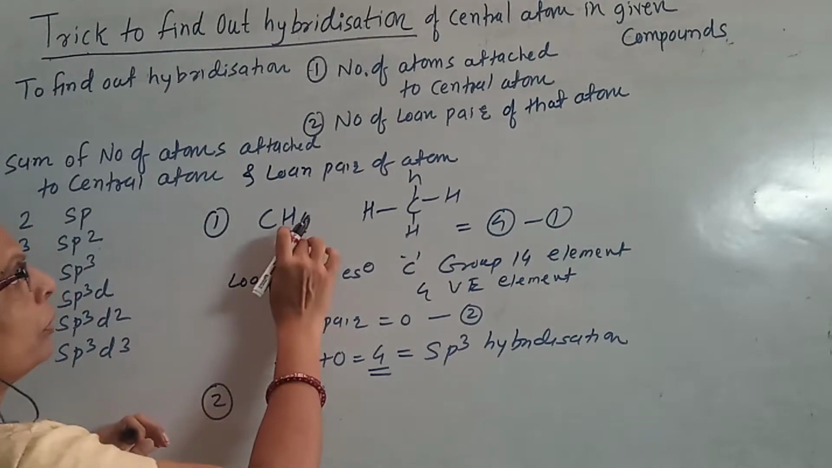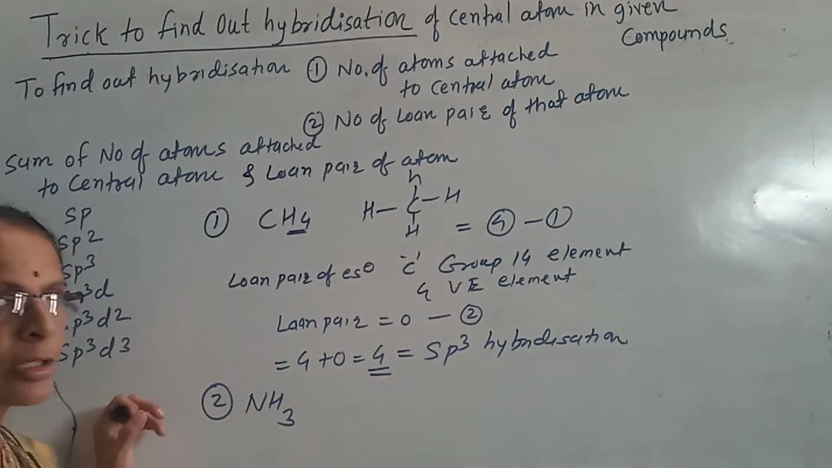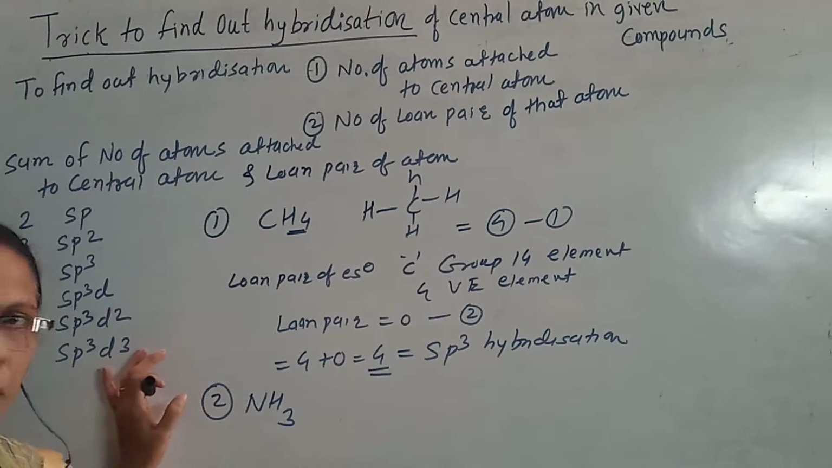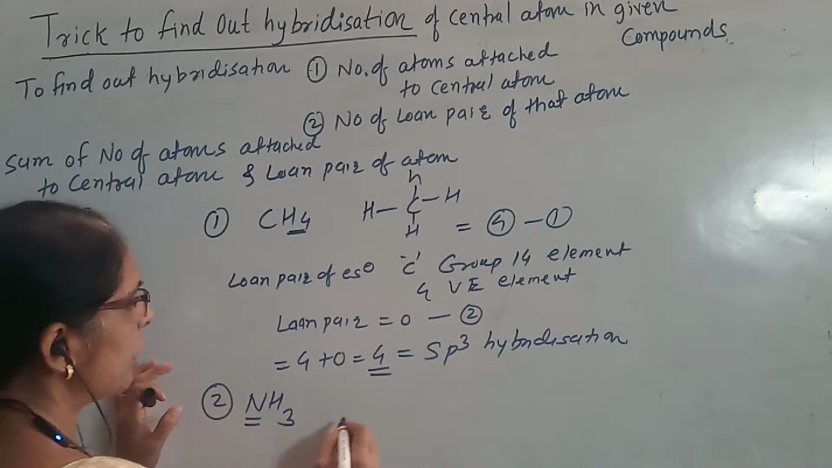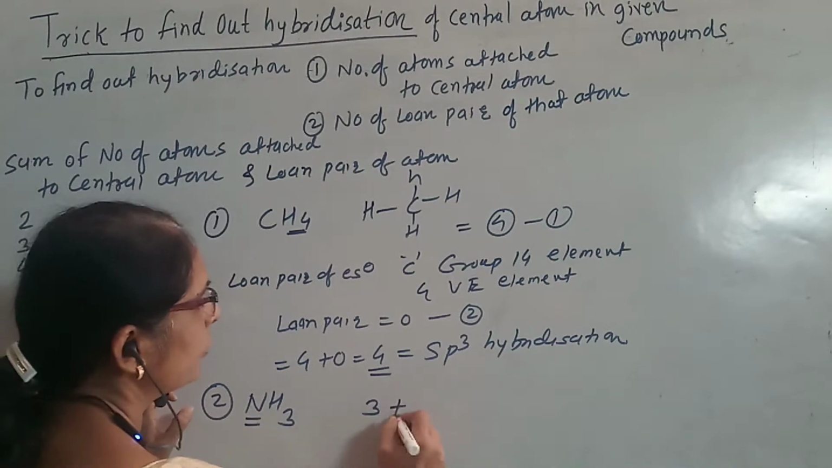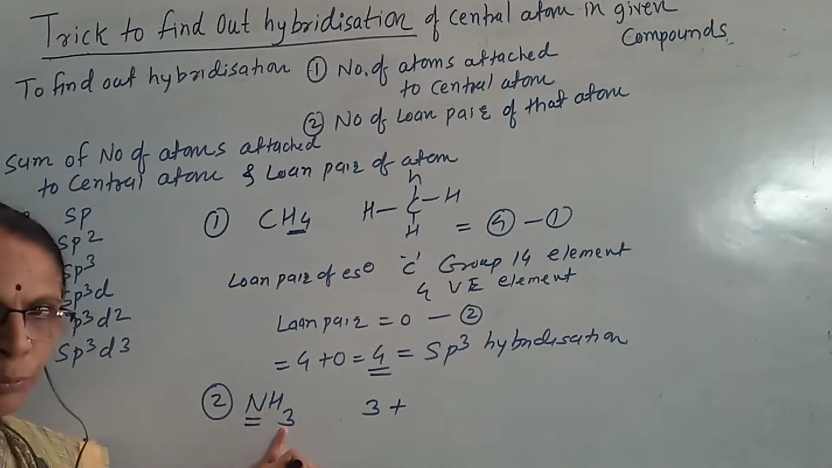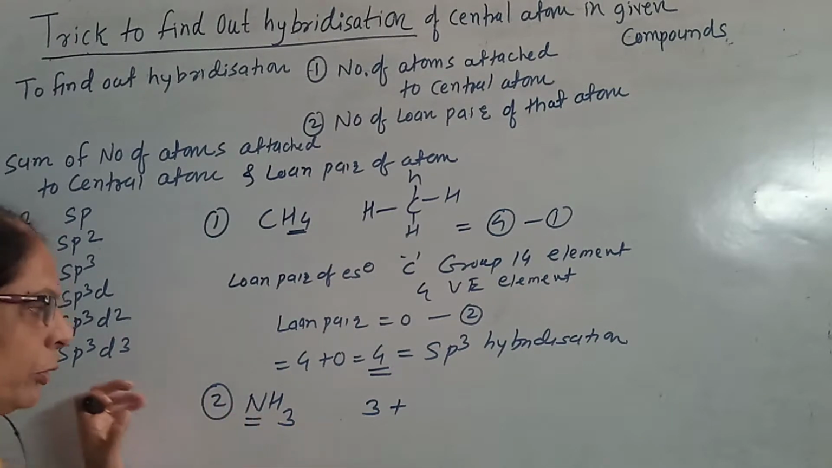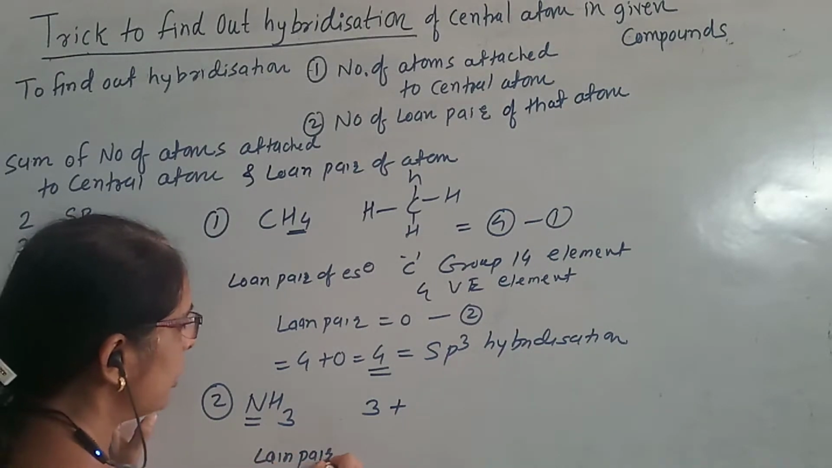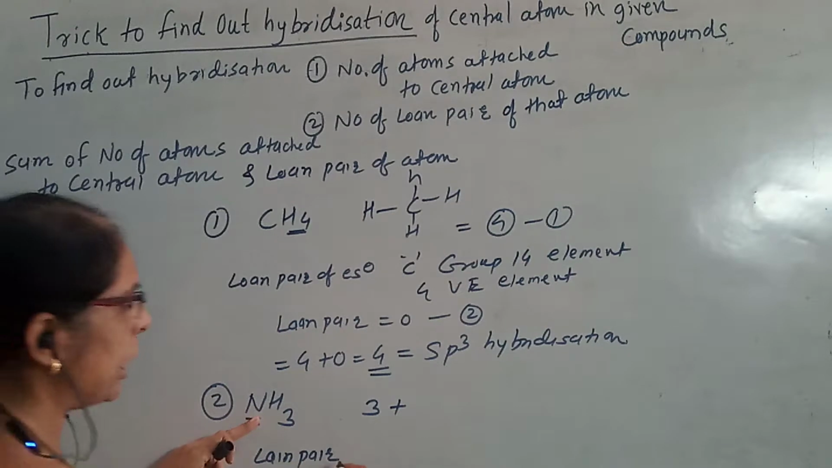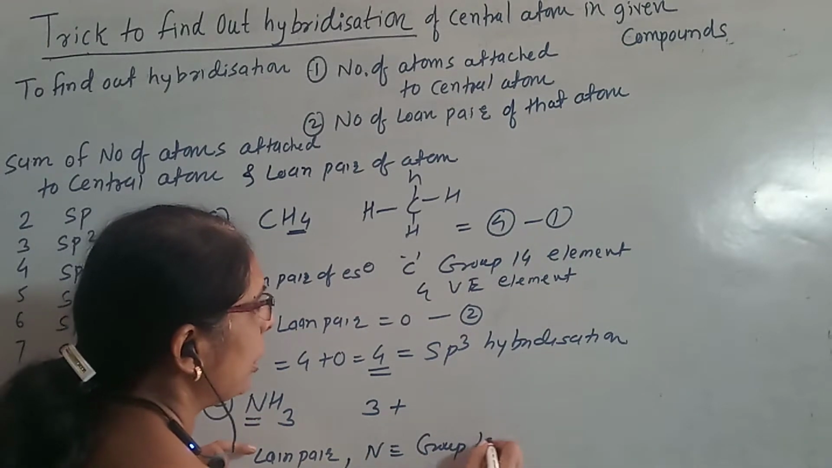Now for the second example, suppose we consider ammonia. In ammonia, the number of atoms attached to the central atom nitrogen is 3. Now we have to find out the lone pairs. So what are the lone pairs? In order to find out the lone pairs, we have to check that nitrogen is a group 15 element.